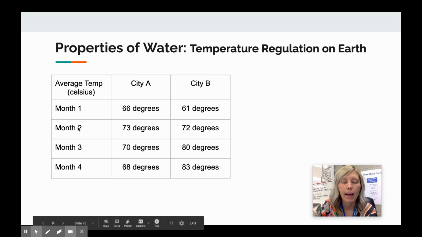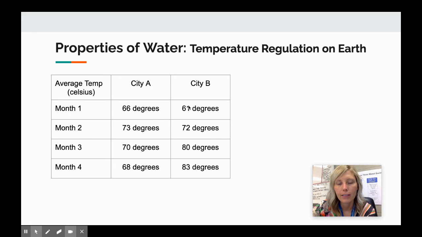If I look at the data in the table, I notice that city B seems to have a wider range. I mean, 61 to 83 is pretty wide of a range. So there's some ups and downs that are occurring, some peaks and valleys. But City A seems to have a tighter range of expected temperatures over these 4 months. The greatest difference is between 66 and 73. It's only varying by 7 degrees.